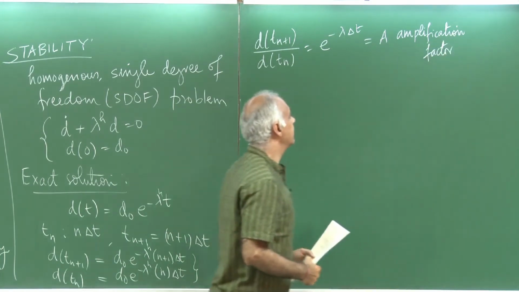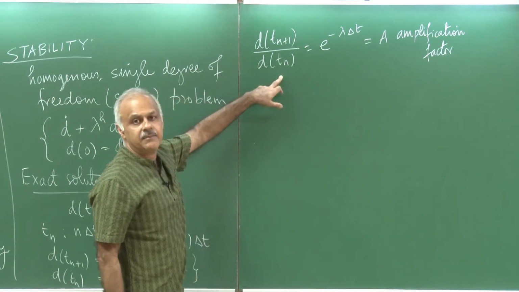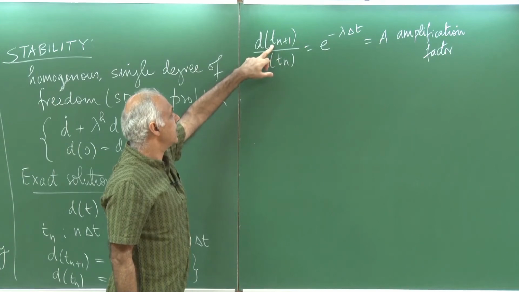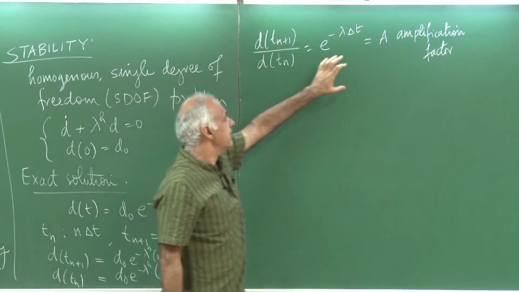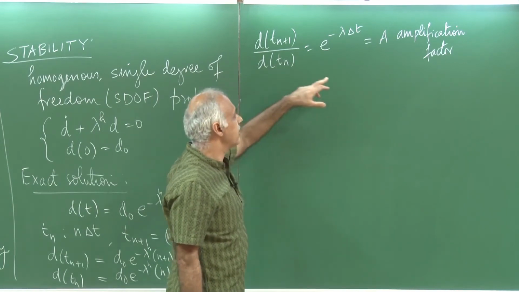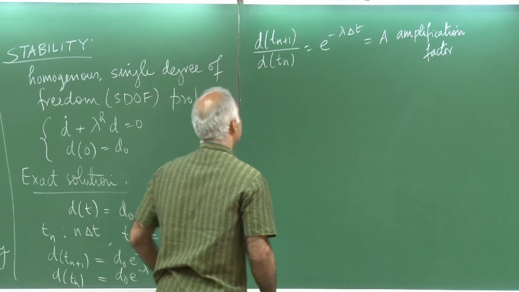In other words, if I knew the solution at time level n, then the solution at time level n plus 1 is simply this factor A times the solution that I know. That is why we call it the amplification factor.